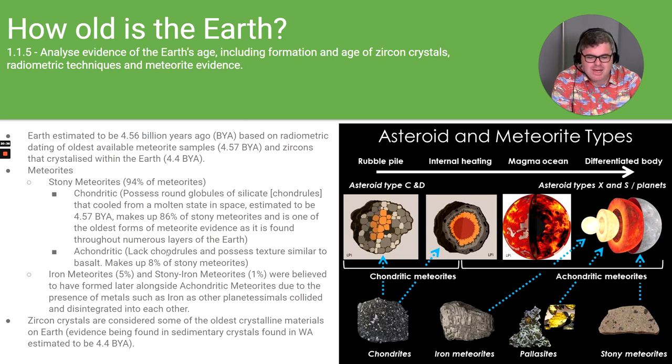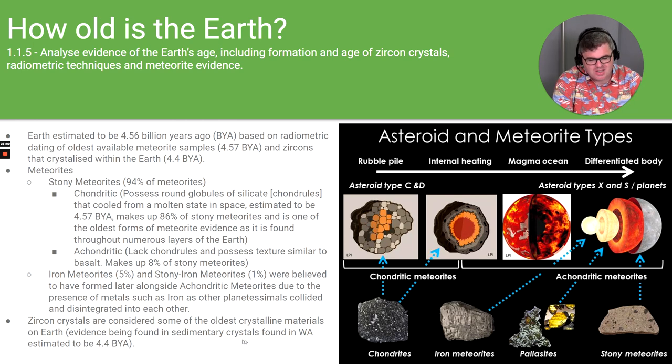Achondritic means that it lacks these globules of silicate, and it possesses textures similar to basalt. Now, the iron meteorites and stony iron meteorites formed along the same times as these ones. So chondritic material formed first, then achondritic, and then iron meteorites. Now, zircon crystals are considered to be some of the oldest crystalline materials ever found.